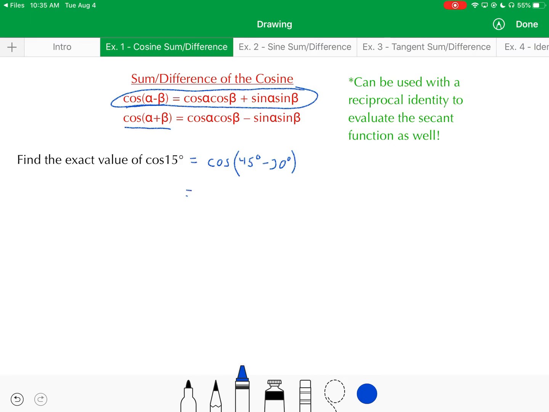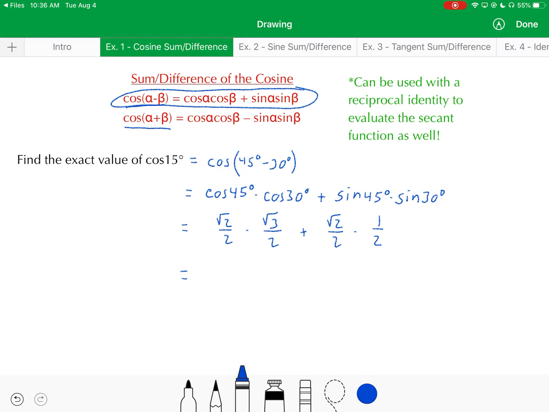So applying the formula, this will expand out to cosine of the first angle 45 degrees times cosine of the second angle 30 degrees added with sine of the first angle 45 degrees times sine of the second angle 30 degrees. So evaluate each one of those. Cosine of 45 is radical 2 over 2. Cosine of 30 is radical 3 over 2. Sine of 45 is also radical 2 over 2. And sine of 30 is 1/2.